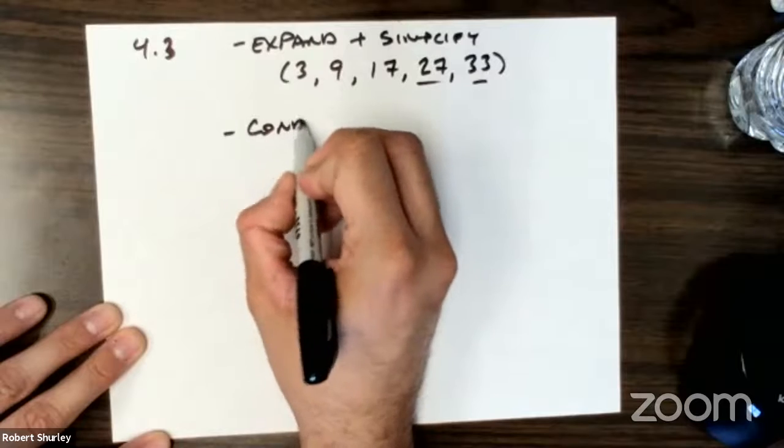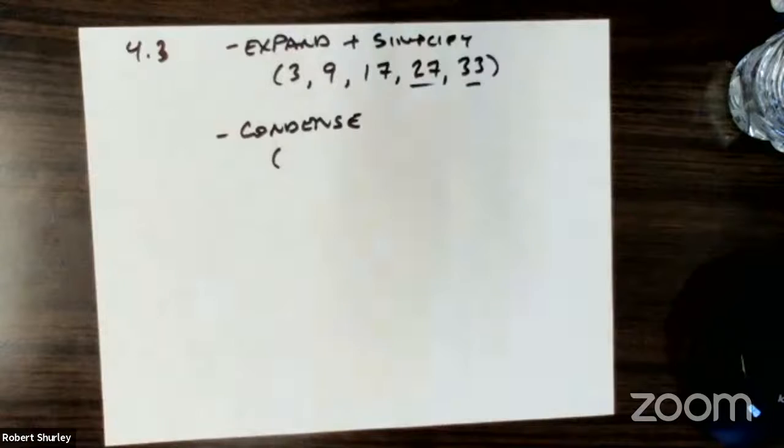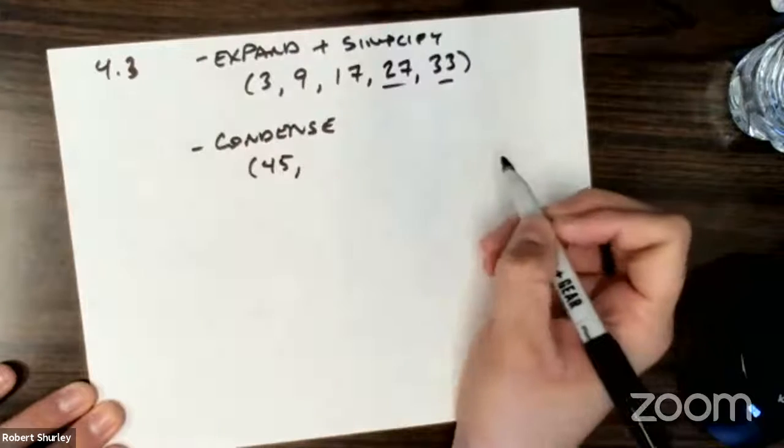Then we had condense. If we can expand it, we can condense it, right? To condense it, 45 is a basic kind of condensing question.